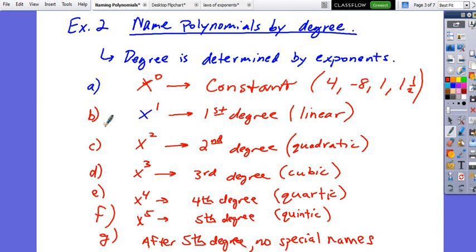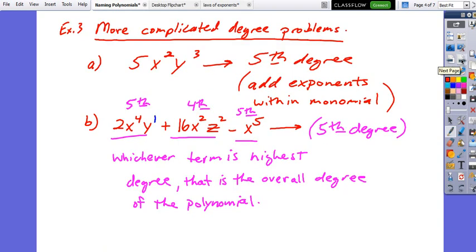All right, let's continue. Here we have some more complicated degree problems, and the reason they're more complicated is because of the addition of another variable. Here we have more than one type of variable. We've got an x, we've got a y. When it comes to naming the degree of a monomial, when there is more than one variable, you simply add the exponents. Now this has nothing to do with laws of exponents that we use when we multiply, add, divide polynomials, okay? This is simply a degree addition.